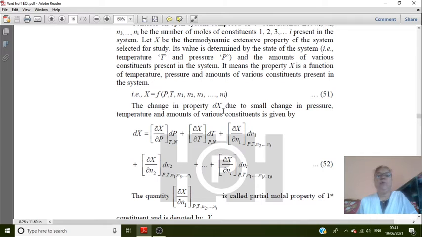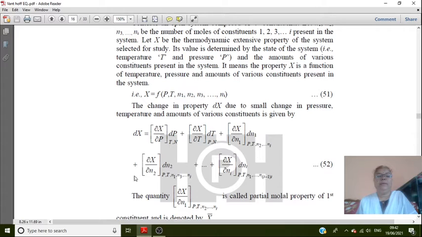Then the change in property dX due to a small change in pressure, temperature, and amounts of various constituents is given by dX equals ∂X/∂P times dP at constant temperature and number of moles, plus ∂X/∂T times dT at constant pressure and number of moles, plus ∂X/∂n1 times dn1 at constant pressure, temperature, n2 up to ni, plus ∂X/∂n2 times dn2 at constant pressure, temperature, n1, n3, and ni.